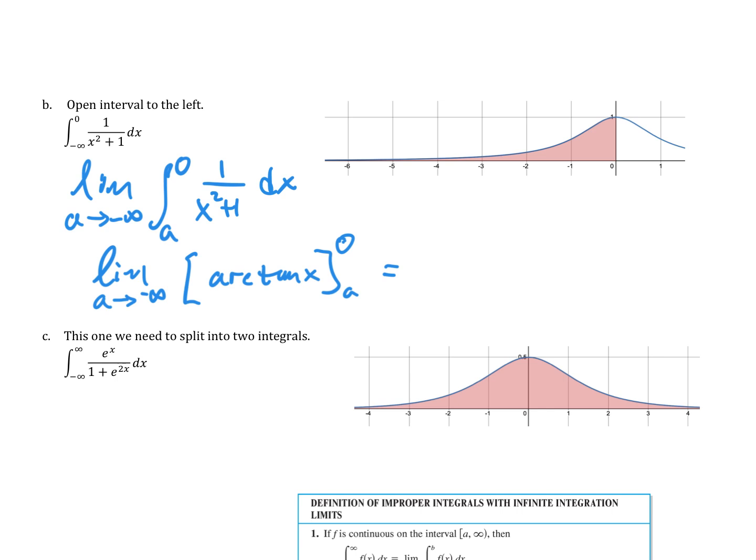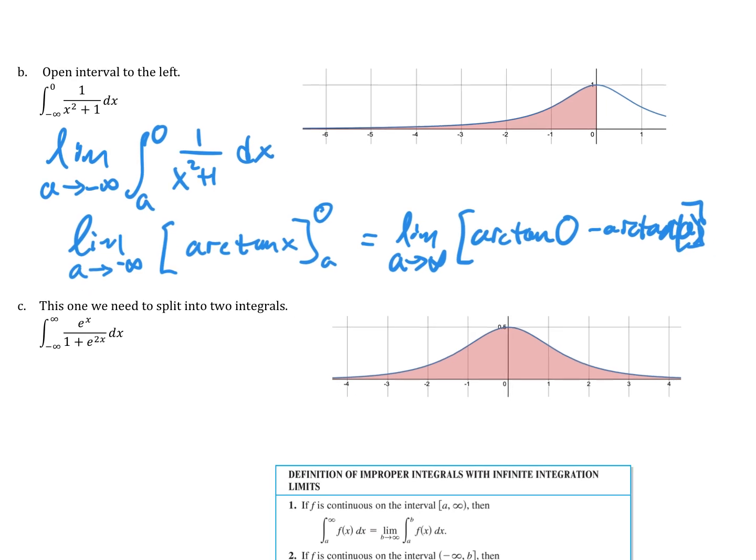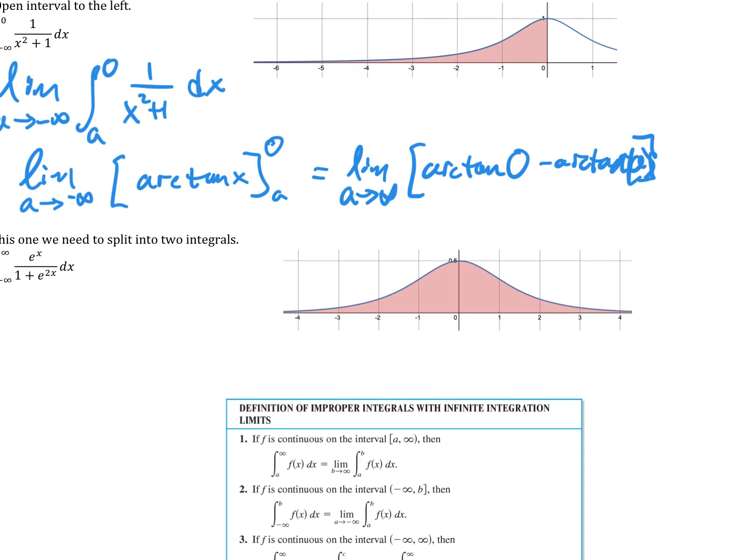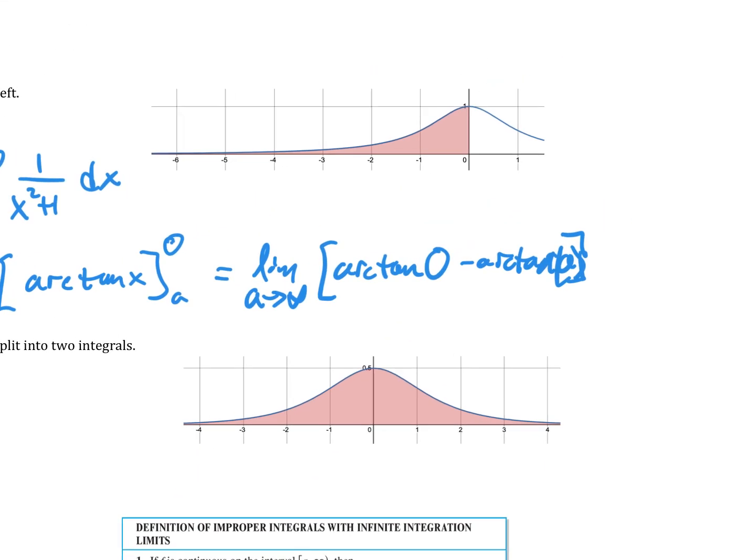All right, and we'll do the limit last, so keep copying the limit down here. We've got arctan of 0 minus arctan of a. So what is the arctangent of 0? We're asking ourselves, think unit circle if you want, or actually maybe even better yet, think of the graph.